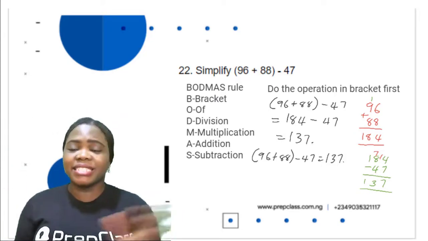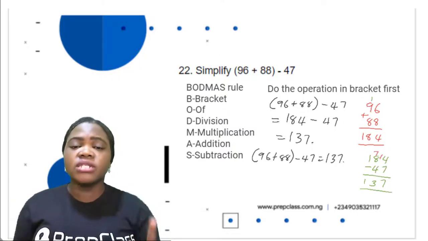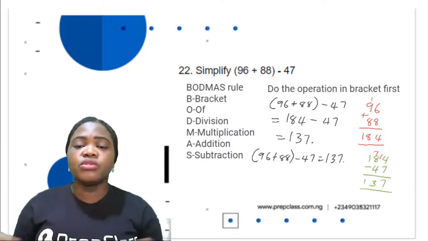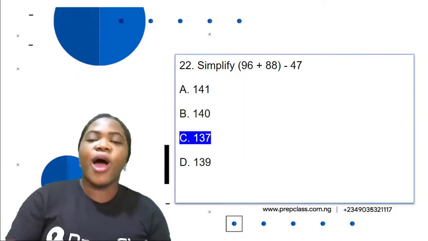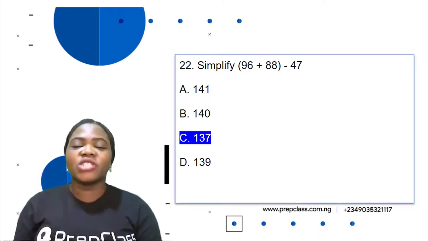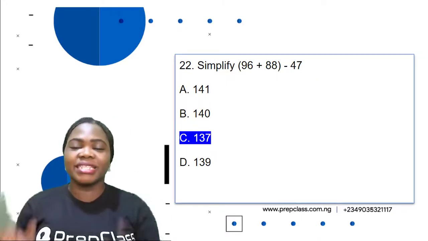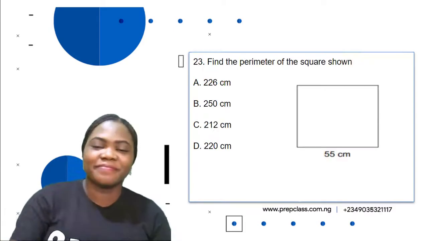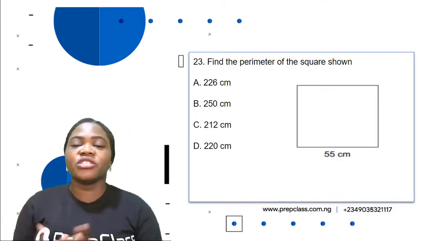You can see that this is actually very easy. Once you follow this simple BODMAS rule, you'll be able to get your answers correctly. All right, so the correct option is C, 137. Check. The next question, question 23.